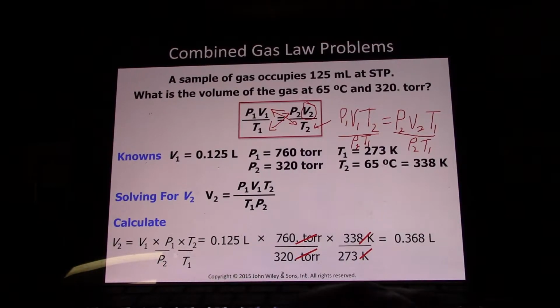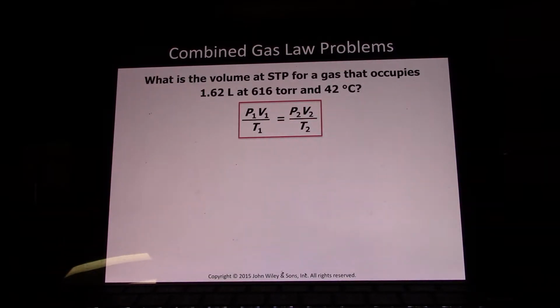And you're getting liters because they chose to use liters, because it was 125 milliliters and they put that in as 0.125 liters. Both would be correct. If you used milliliters, you just get 368 milliliters, and that would also be correct. Until we get to the ideal gas law, the units that you use for volume or pressure aren't that important yet, as long as you're consistent throughout. But temperature must always be in Kelvin.